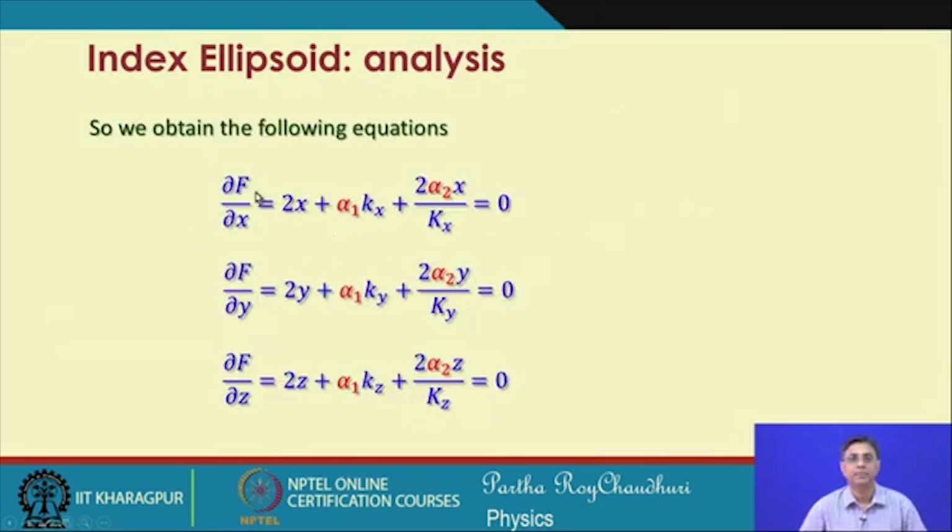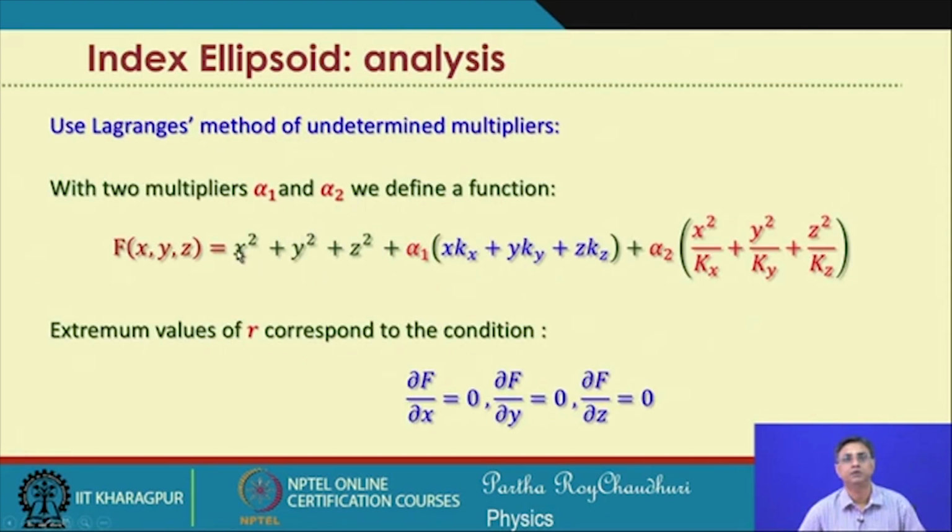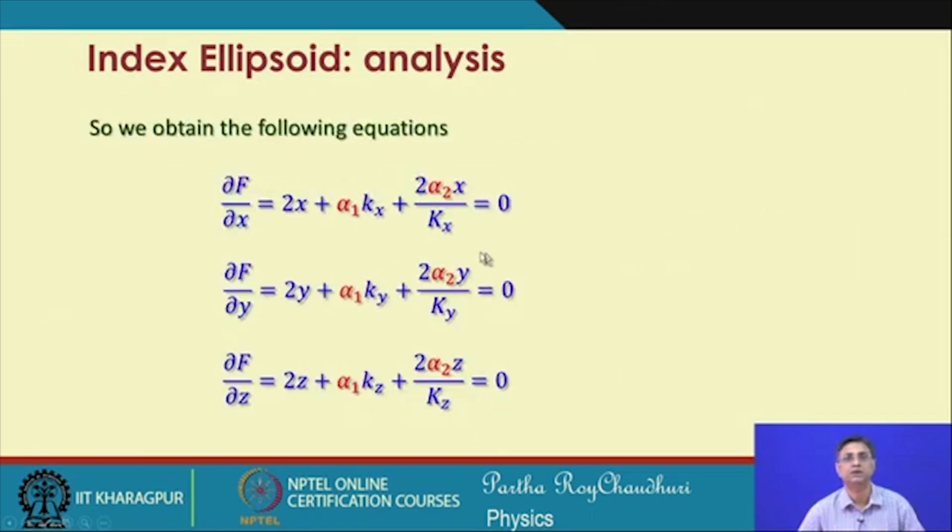So, if I take the differential of the function f, del f del x will be equal to 2 x, plus alpha 1 k x, plus 2 x into alpha 2 by k x. That is what I have written: del f del x equal to 2 x plus alpha 1 k x plus 2 alpha 2 x by k x, which will be put equal to 0. Similarly, for del f del y we can write a similar equation, and in the same way for del f del z we can write the third equation.